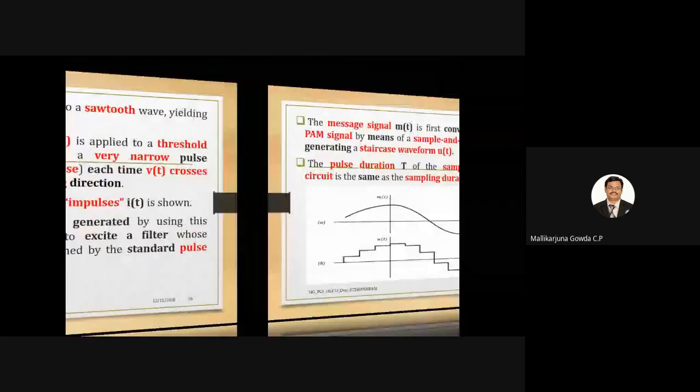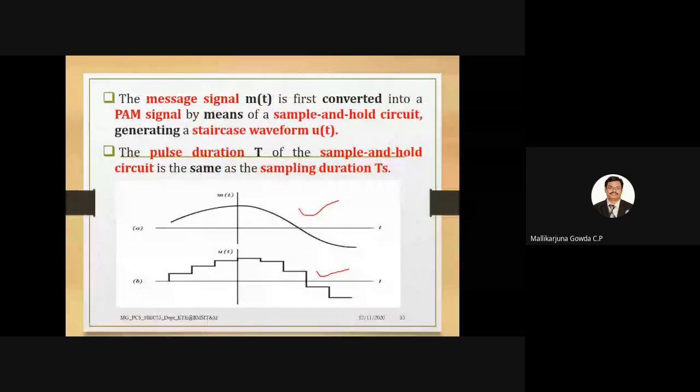So I was telling, the message signal will be given as input to the sample and hold circuit, right? That sample and hold circuit will convert the input message signal into a PAM signal by means of sample and hold. Then the pulse duration T of the sample and hold circuit will be the same as the sampling duration Ts.